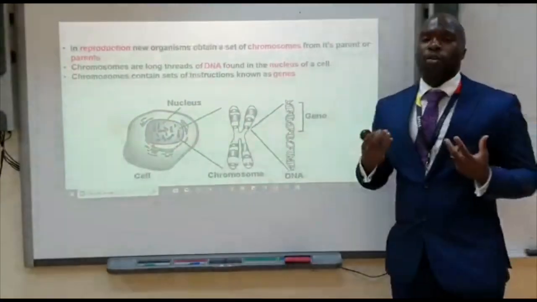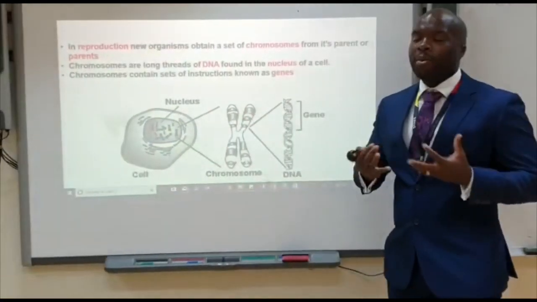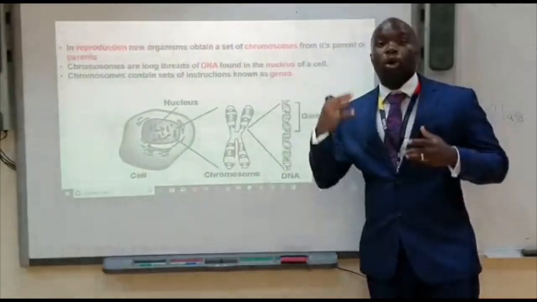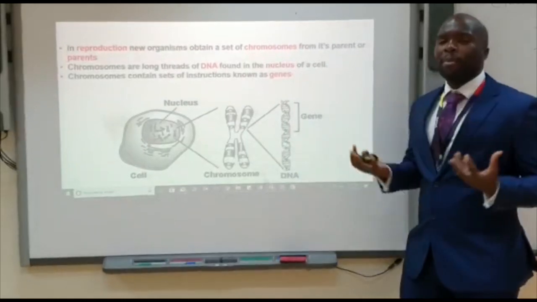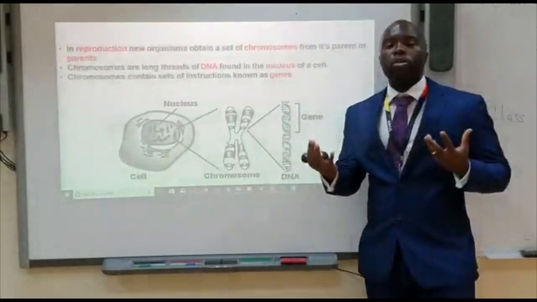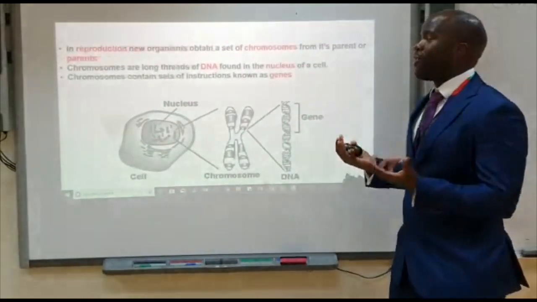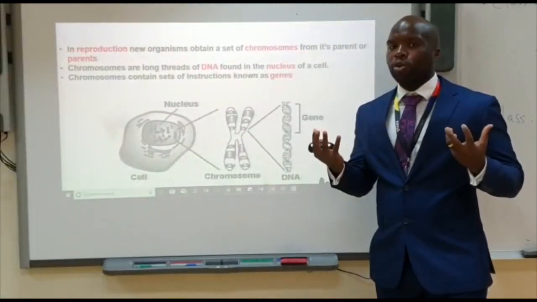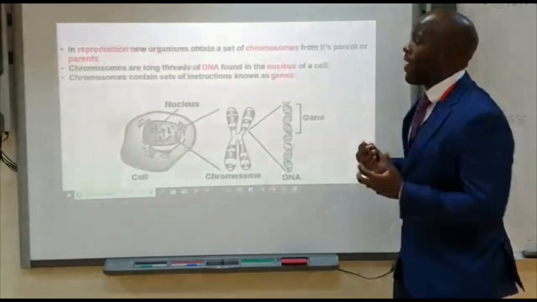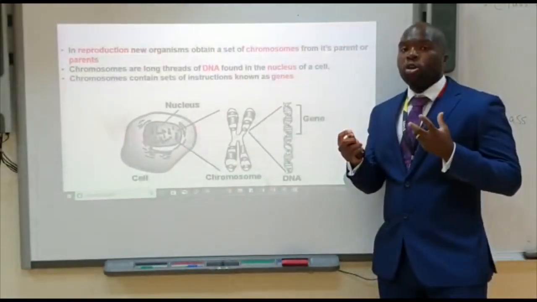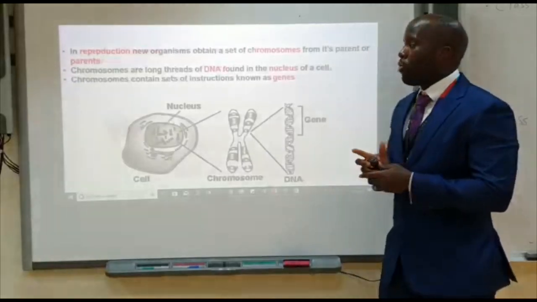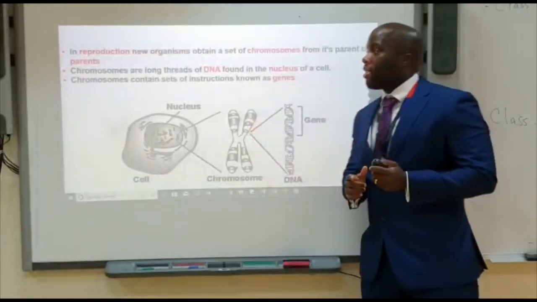Now when we're talking about reproduction, we're talking about an organism gaining a new set of chromosomes from its parent or parents. Now what do we mean by the term chromosome? Chromosomes are essentially long threads of DNA which can be found in the nucleus. Don't forget we've already looked in chapter 2 at where the genetic information can be found. Now, a chromosome contains sets of instructions, and these sets of instructions on the chromosome are known as genes.